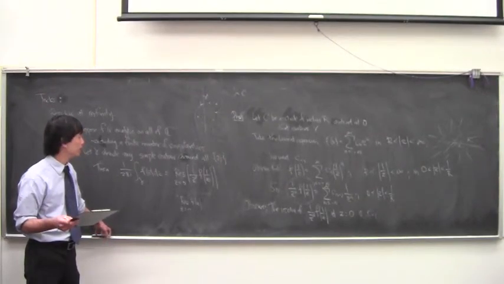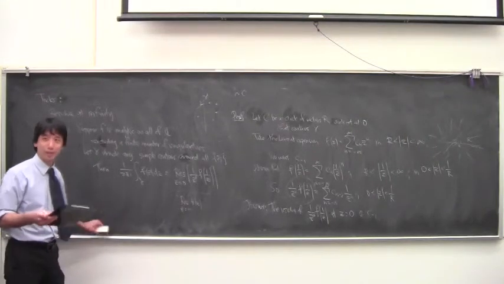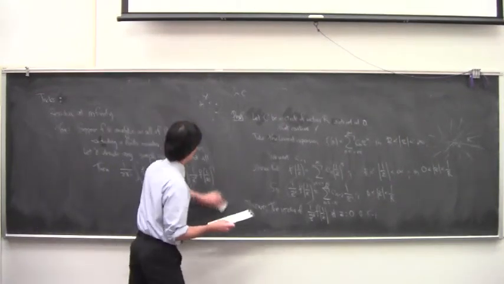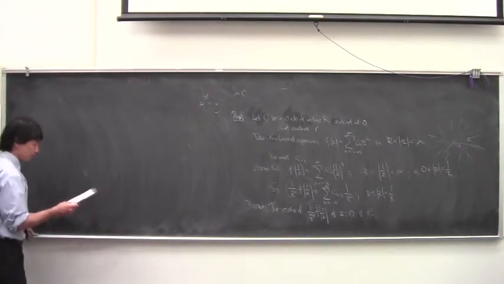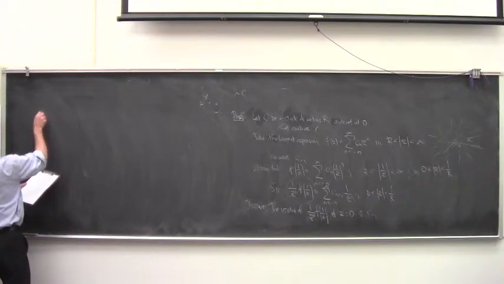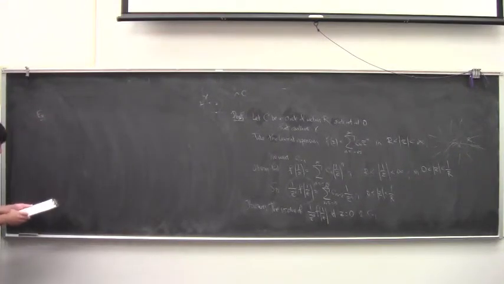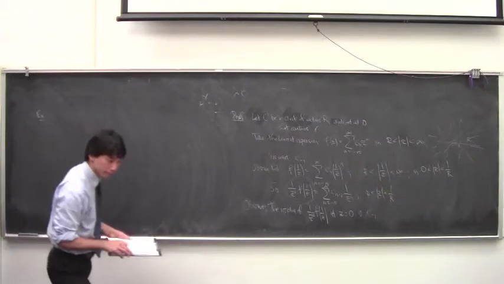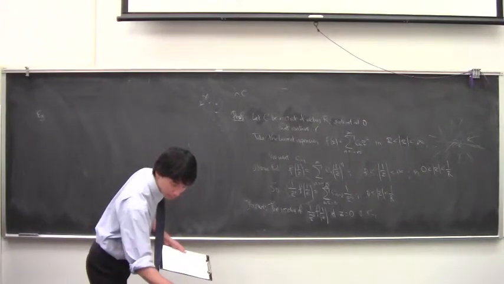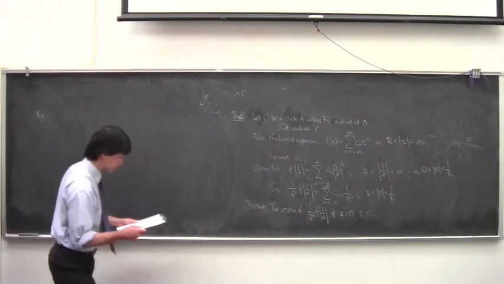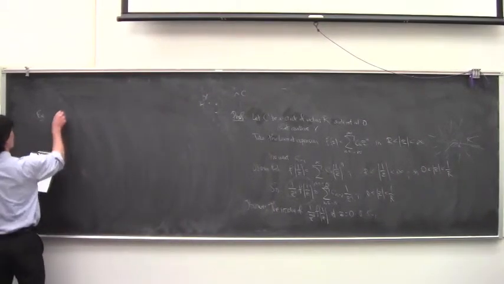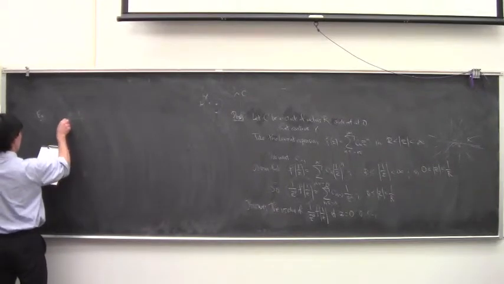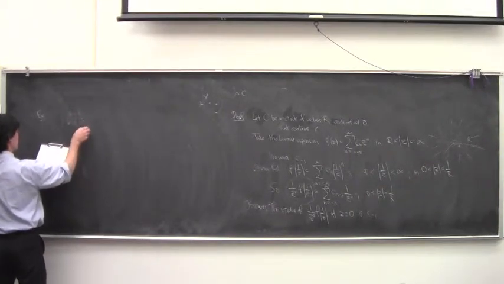So let me do an example, and I think that will make it clear how to use this. Okay, actually this is the same example. So z plus 1 over z minus 2.